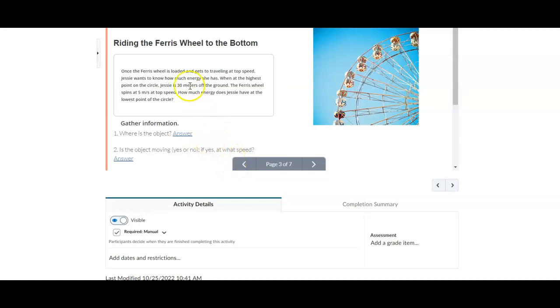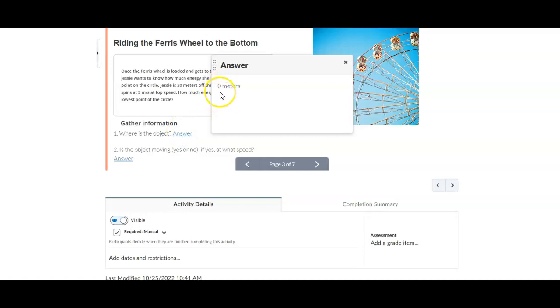And this one says, once the Ferris wheel is loaded and gets to traveling at top speed, Jessie wants to know how much energy she has. When at the highest point in the circle, Jessie is 30 meters off the ground, so we have the same height as last time. The Ferris wheel spins at 5 meters per second at top speed, same as last time. So now how much energy does Jessie have at the lowest point of the circle? Okay, so we have to factor in something a little bit different. We're now talking about the lowest point. And so if we plug in 0 for height there, that would be 0 meters.